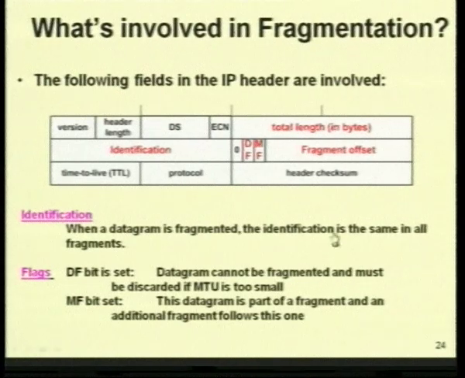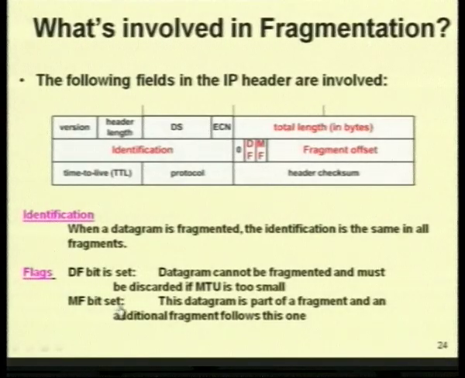Second, we have these flags, the DF flag and the MF flag. The DF flag is set if we do not want fragmentation to be carried out. So if you come to a router where you cannot carry the packet further without fragmentation, and this DF flag is set, then all you will do is discard that particular packet. It is discarded if the MTU is too small. But this MF flag is more important for us.